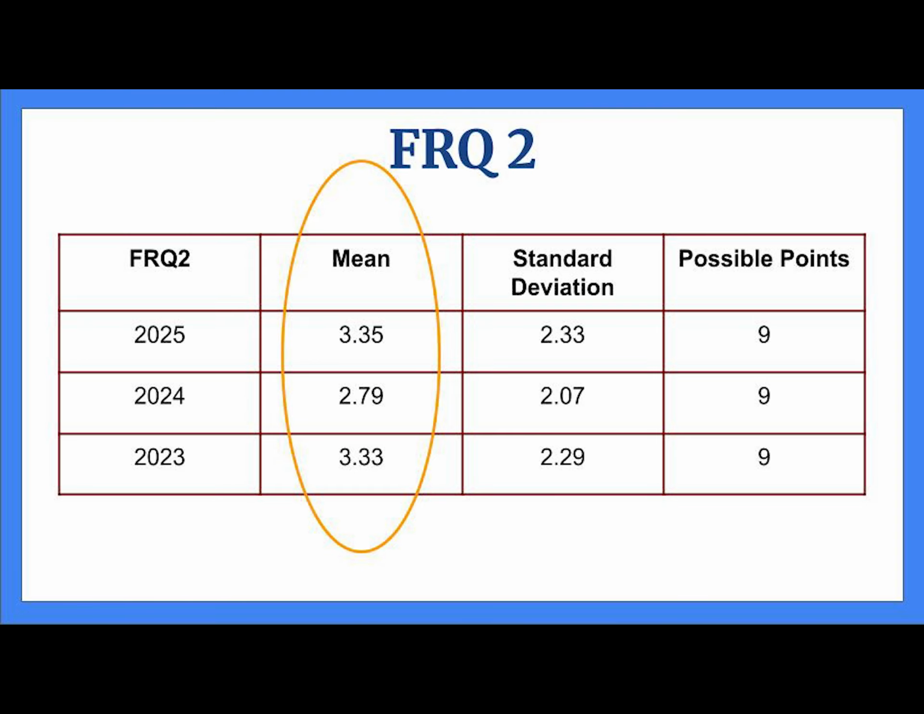Let's talk for a moment about free response question number 2 on the AP Music Theory exam. When this question is graded, there are 9 possible points, and we know that the scores on this question are pretty low. In fact, statistically, this is the hardest question on the exam. In the last 3 years, you can see here that the mean score on this question out of 9 possible points was just barely above 3. So you're really only on average getting about a third of the possible points on this question.